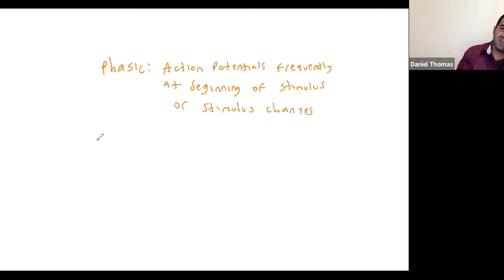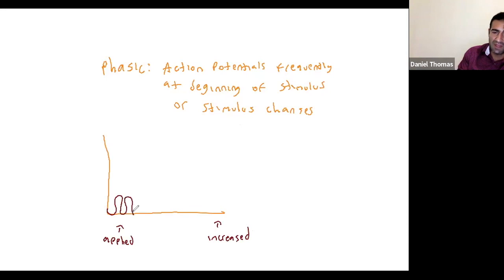Okay, so basically, if we are going to have a graph here, we're going to have stimulus applied, and then stimulus increased, going to look like this. But then it's going to become less frequent and less frequent until it stops. And you get used to it. Then if you increase the stimulus, it's going to go like this again and then stop.